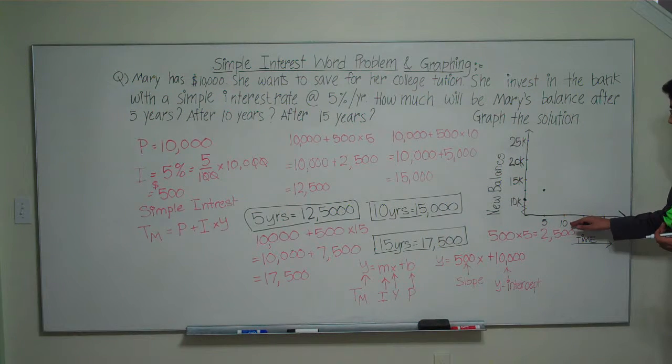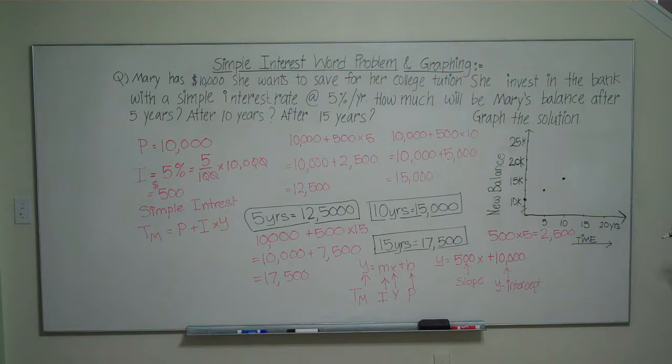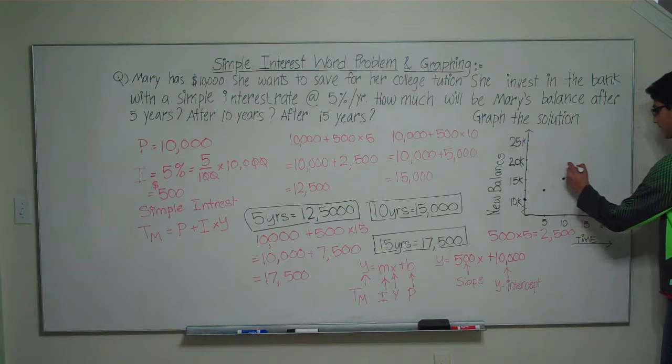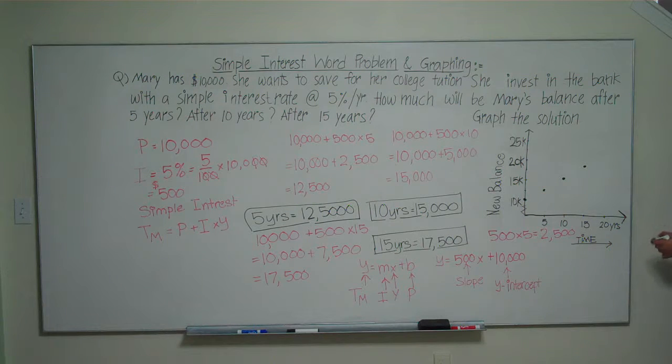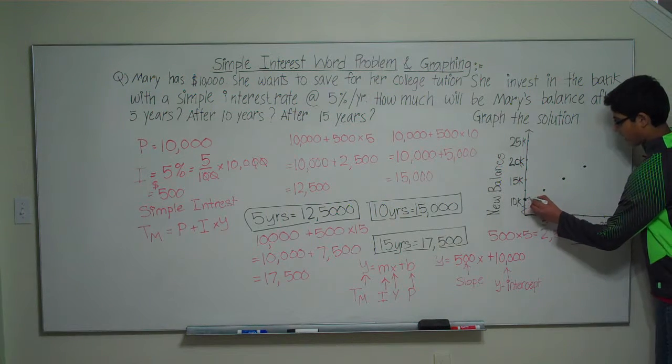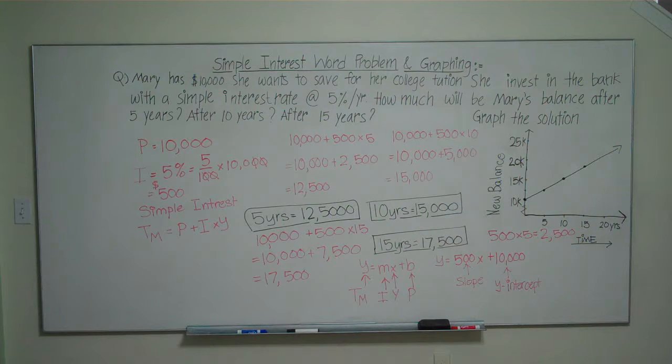After 5 more years, we get another $2,500, which is $15,000. After another 5 years, we get $2,500 more, which becomes $17,500, and so on. So the graph for this line will look like this. So the solution, or the line, is this line.